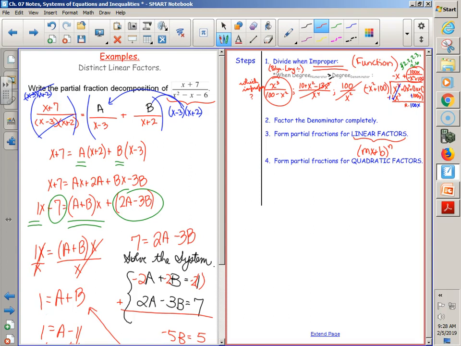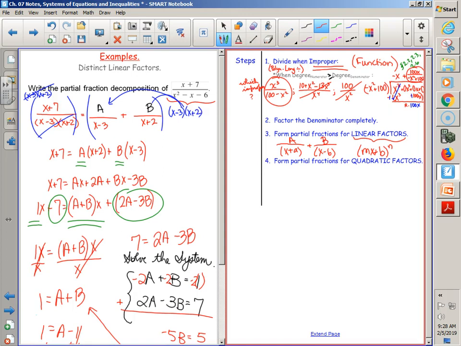And for linear factors, we always get to put above them whoever we have. I'm just going to do some as an example. Maybe we have x plus a. Maybe we have little a, little c alone.